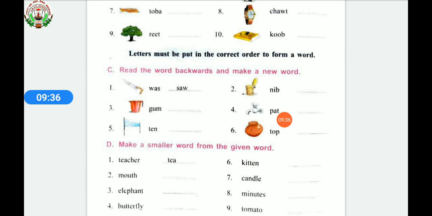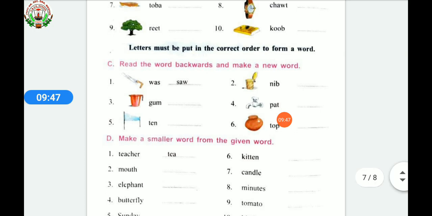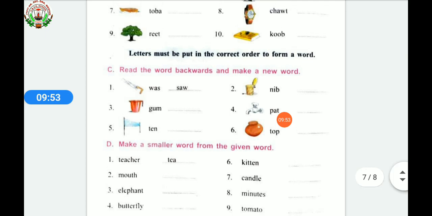You will not read it as was. You have to read the word from the backward, like SAW. So what will it become? It will be saw. SAW, saw. And the picture is of a saw. Good. Next, two. What is the word written here?